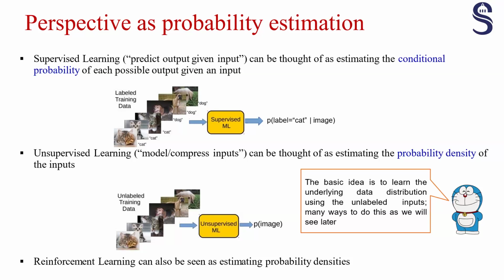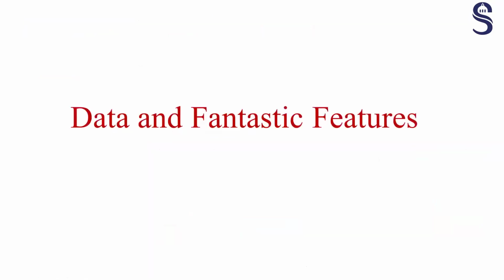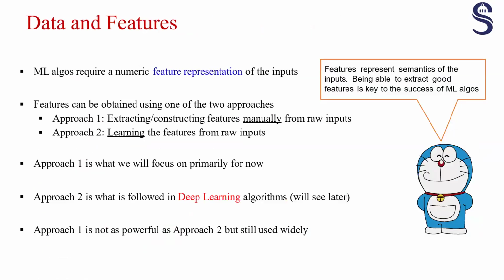And we are trying to understand the underlying data distribution of the unlabeled inputs, right? And then we try to predict the image. Reinforcement learning, you can also see in terms of probability, as the estimation of probability density, right?